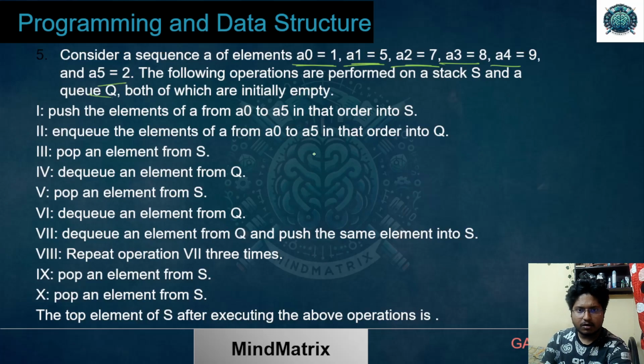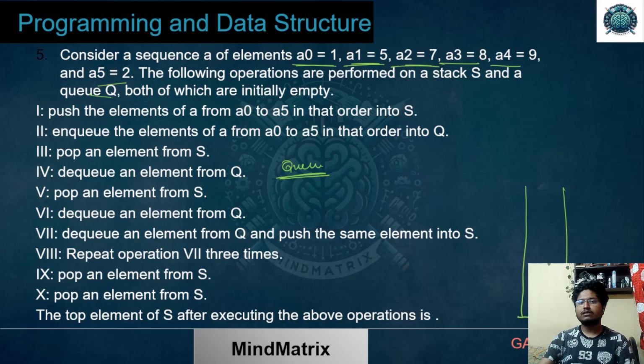Okay. We'll perform the operations right here. So we can initialize a queue here and initialize the stack here. Push the elements from A0 to A5 in that order in the stack: 1, A0; 5, A1; 7, A2; 8, A3; 9, A4; 2, A5. Then it says enqueue the elements from A0 to A5 in that order.